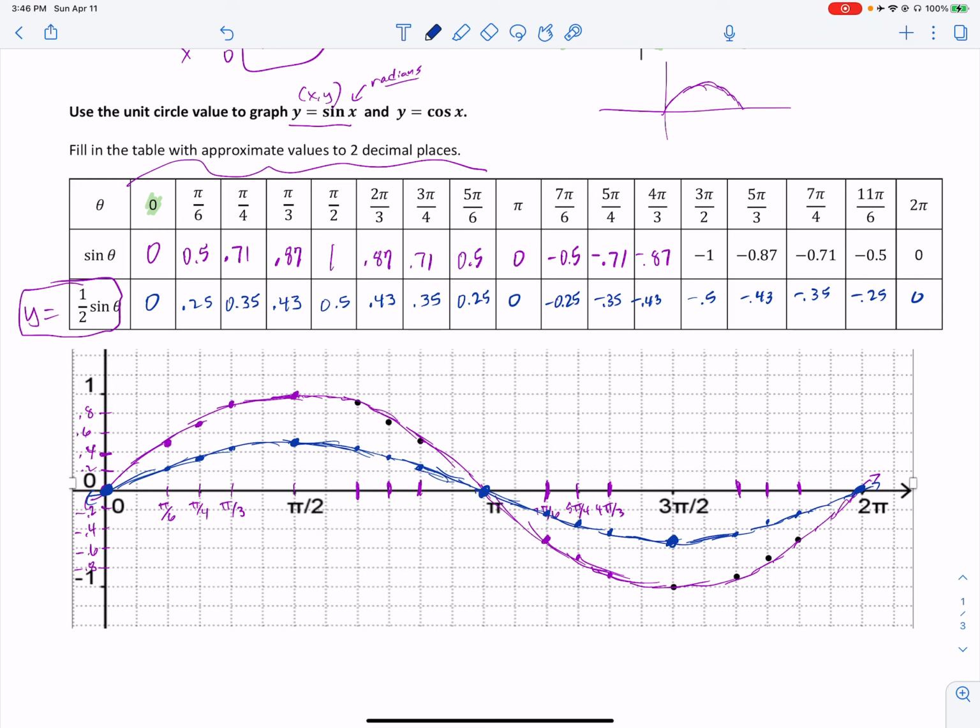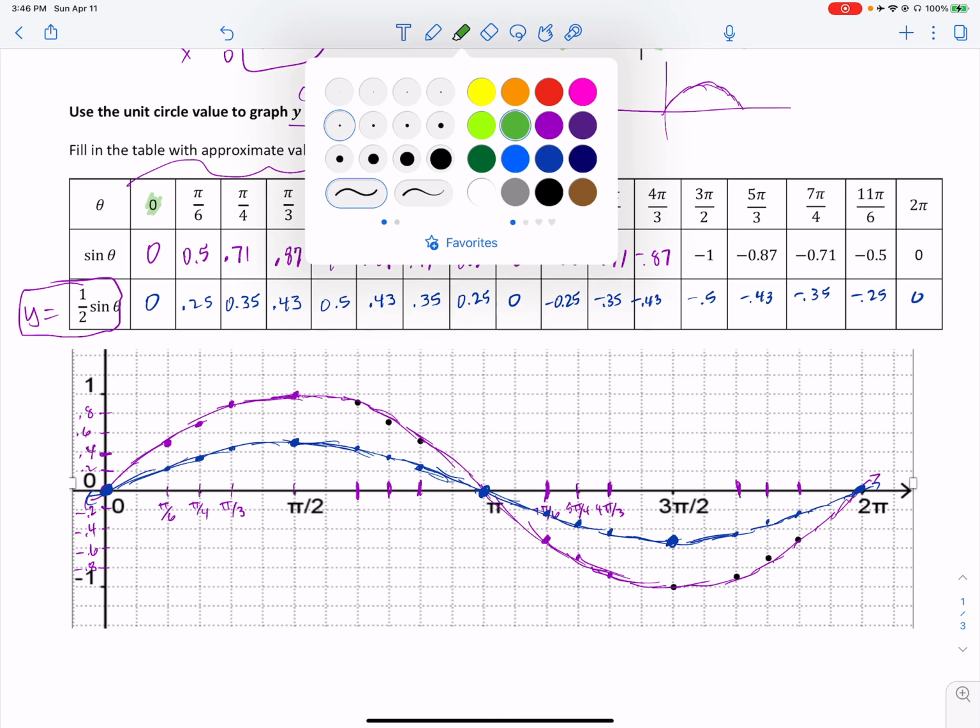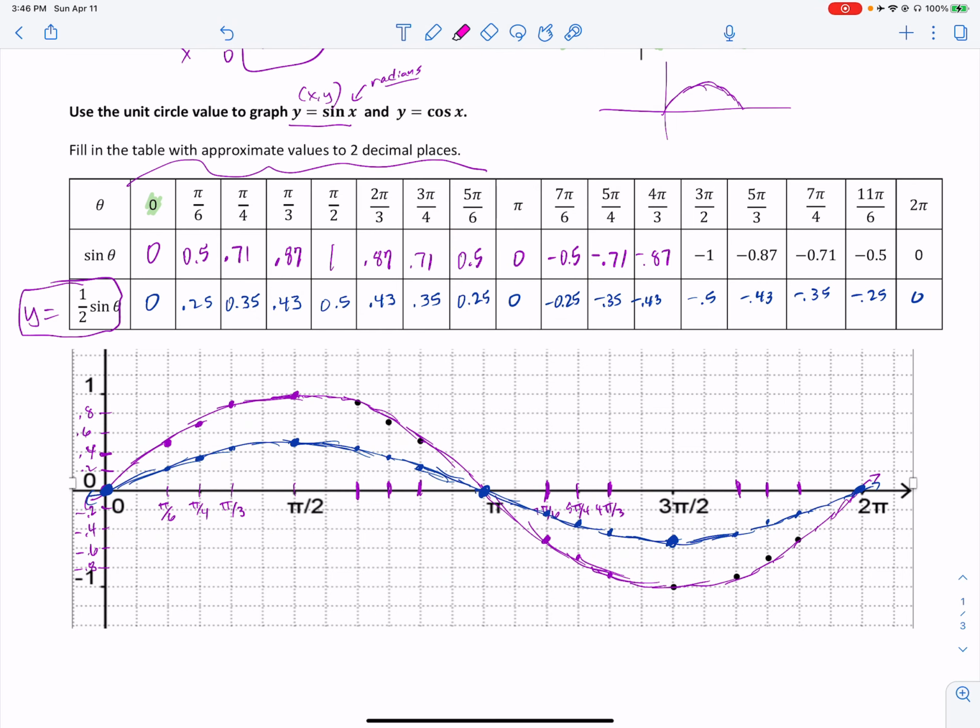So there's your graph of y equals sine x. And some key points on that are at 0, it's at 0. At pi halves, we're at 1. At pi, we're back to 0. At 3 pi halves, we're at negative 1. And at 2 pi, we're back to 0. Those really are the quadrantal angles. Those are some key values that we're going to be working on as we continue graphing these. All right, so there's sine.